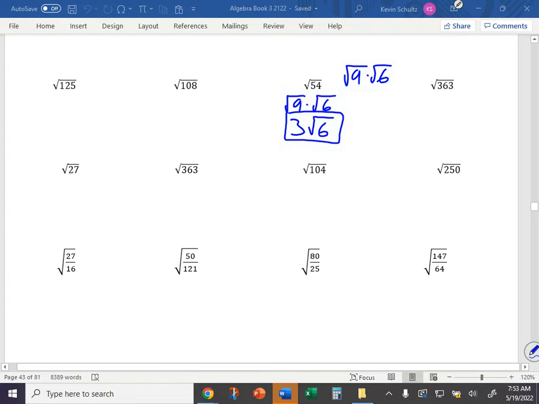Okay? Pick one in the next row. Jack: 104. What's a factor pair of 104 that contains a perfect square? 26. Okay. 26 isn't a perfect square, but 4 is, right? And so part of this is, you might not know all your factors of 104. It's not really a number you use too often.